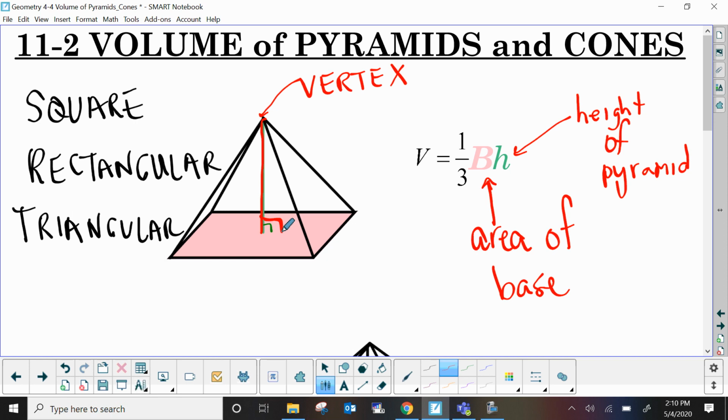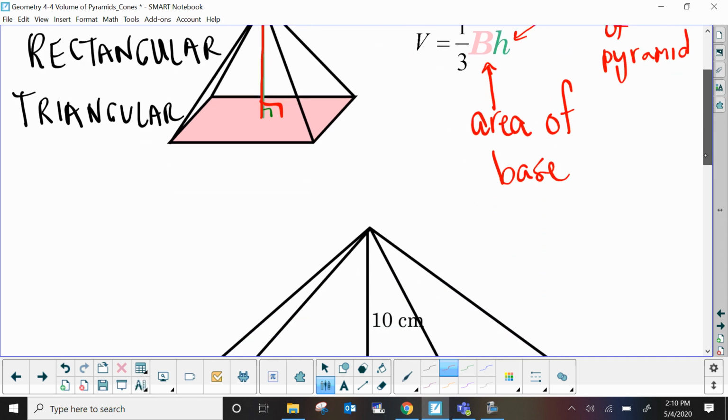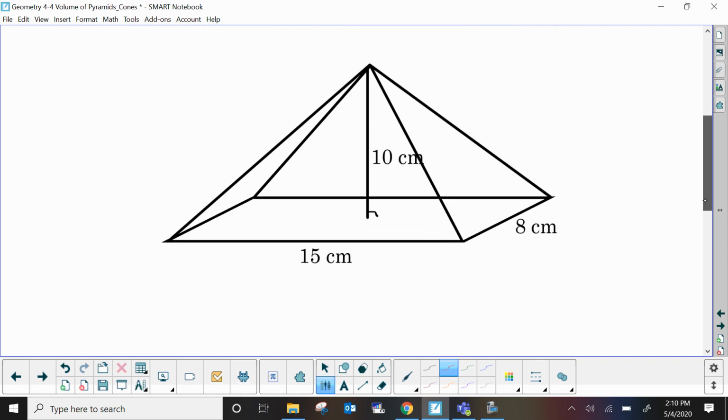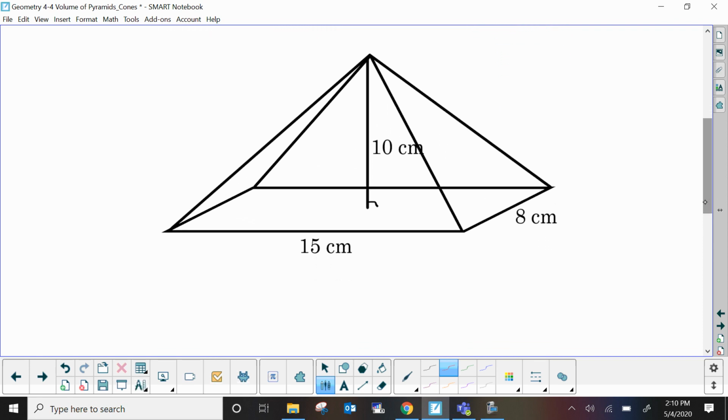All right, let's look at one example. So check this out. Again, this is 1/3 capital B H. Remember, I will always say capital B. Capital B stands for the area of the base, the area of the base.